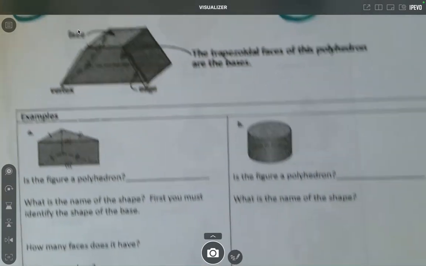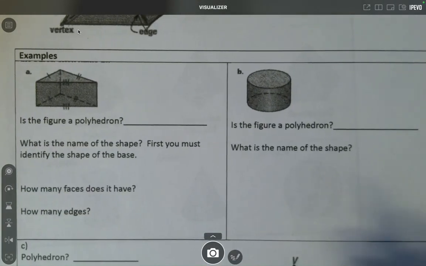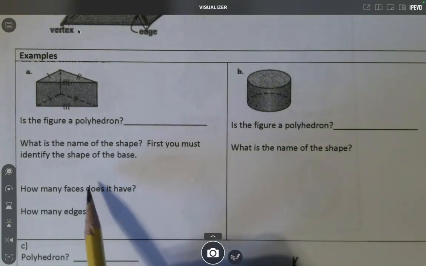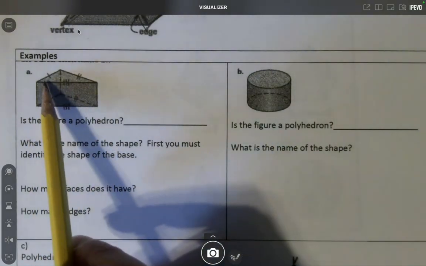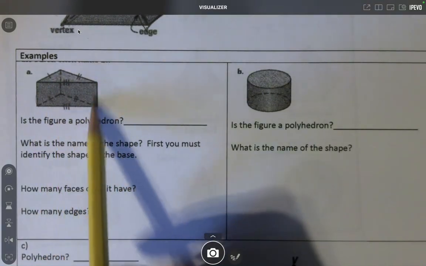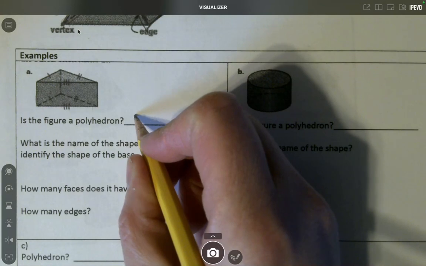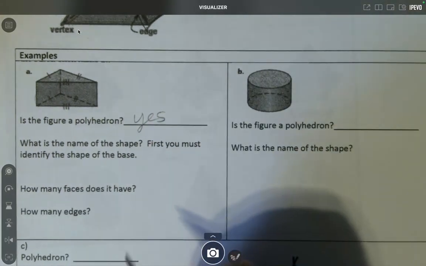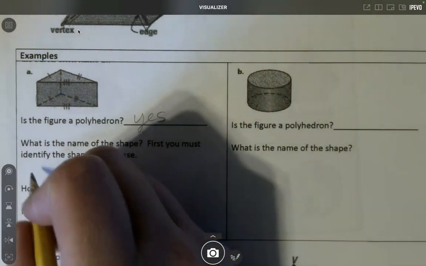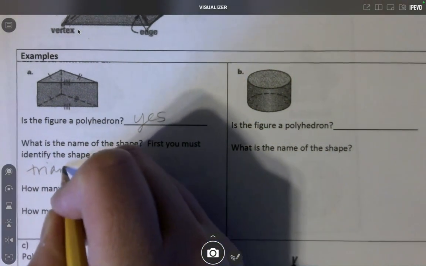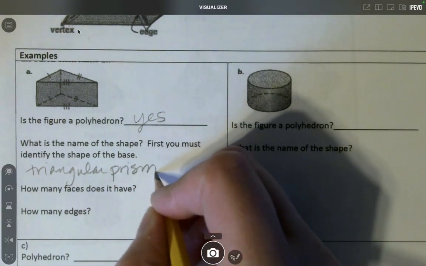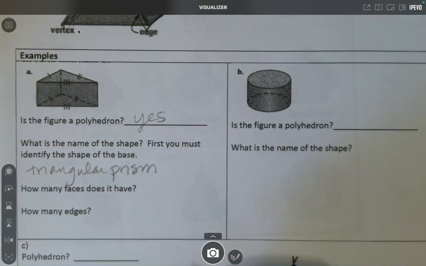All right, so here's a couple that we're actually going to work out. Is the figure a polyhedron? Does it look like two different shapes that I've just drawn lines and connected? So we have a triangle at the top, we have a triangle at the bottom, and then we can see how those are connected. So that's going to be a yes, because these parallel sides are triangles. It is going to be a triangular prism.